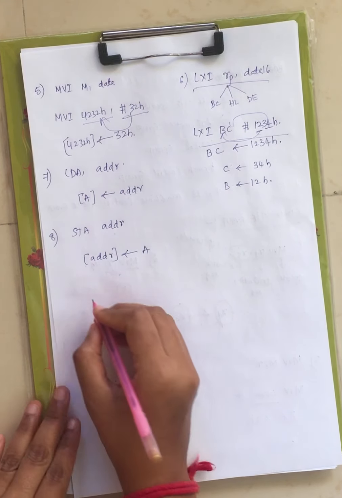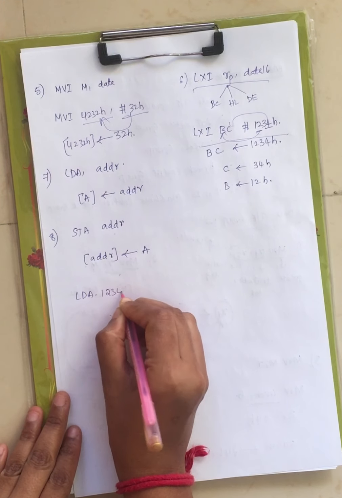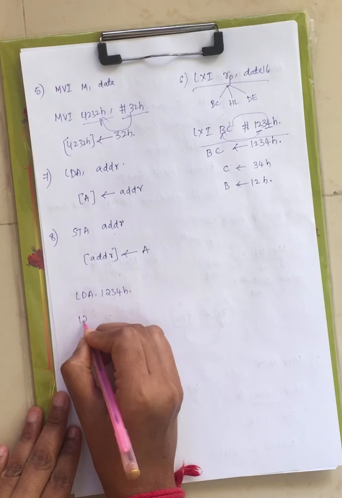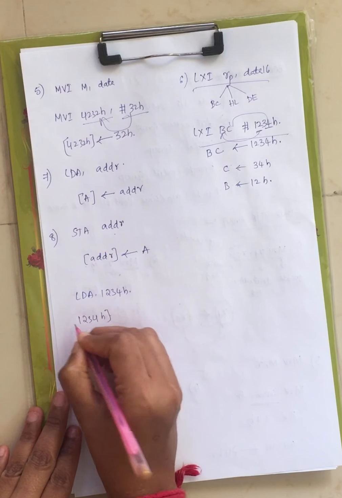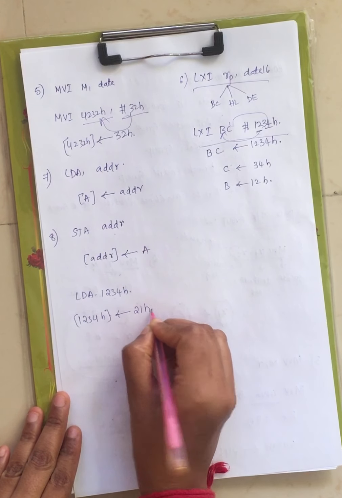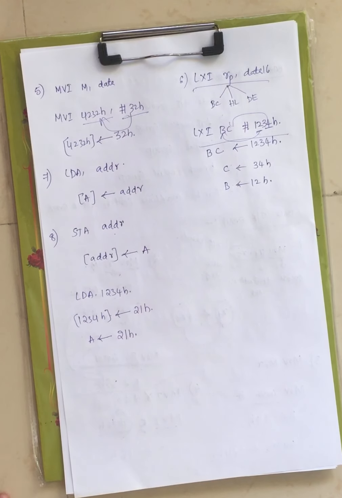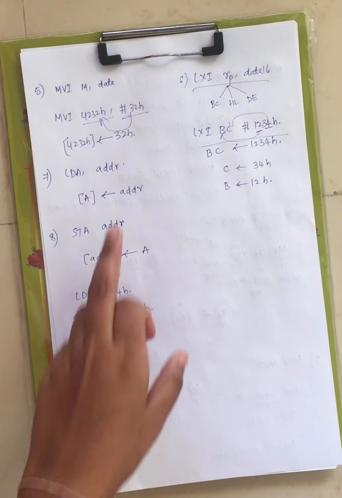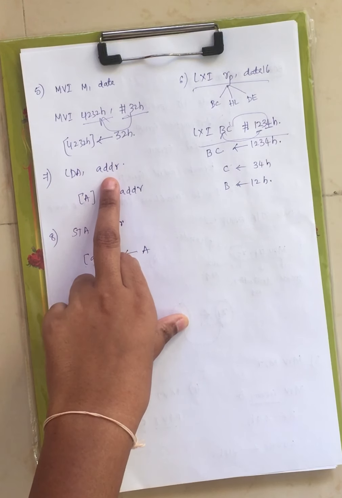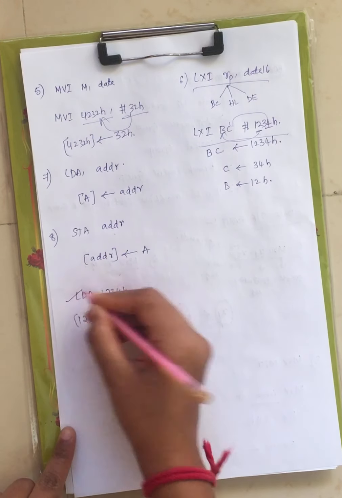Now I can give an example for LDA 1234H. 1234H is the memory location, or the address, that is storing data 21H. This 21H is moved to the accumulator, load accumulator, right? The address will store some data, and that data is moved to the accumulator. Now this is about LDA.